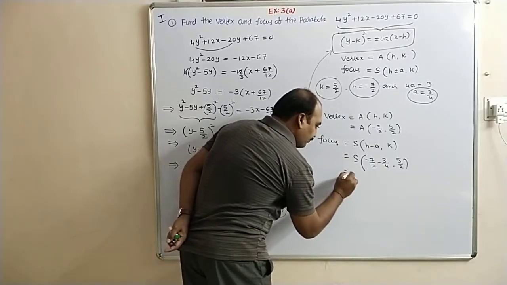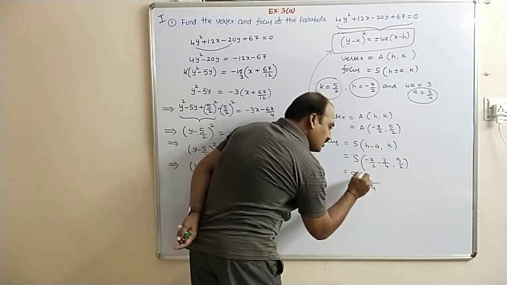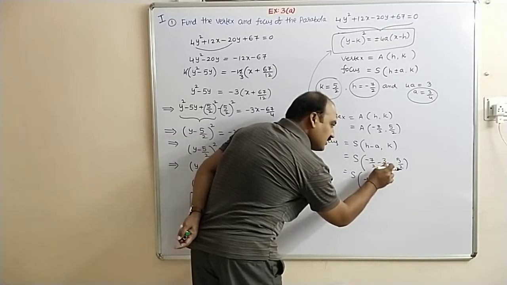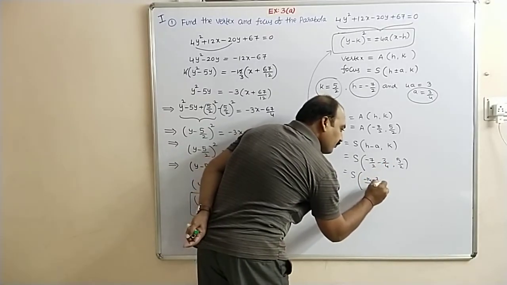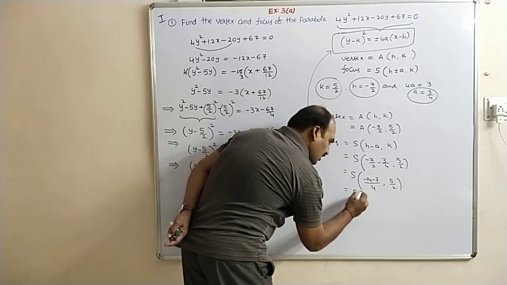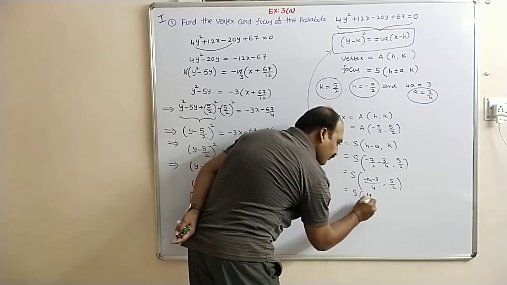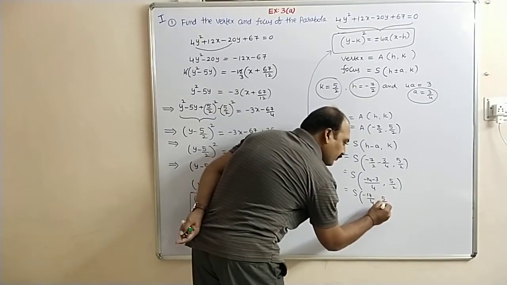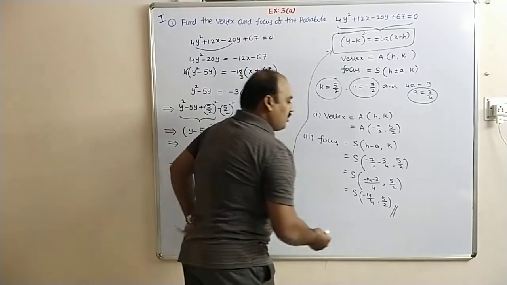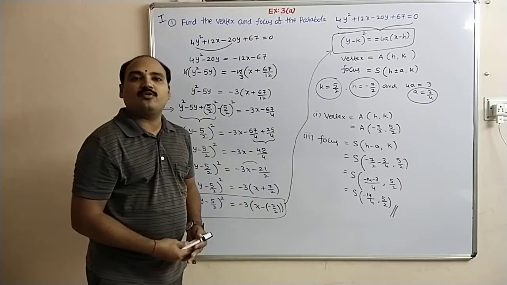Sorry. S of, take LCM here. 2 2s are 2 into 7, 14 minus 4 1s 1 into 3, comma 5 by 2. Which is equal to S of minus 14 minus 3, minus 17 by 4 comma 5 by 2. So which are the required vertex and focus of the given equation of parabola?